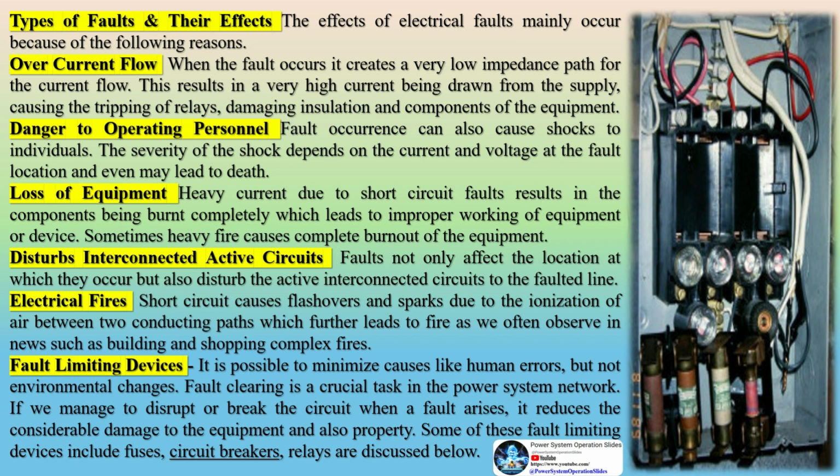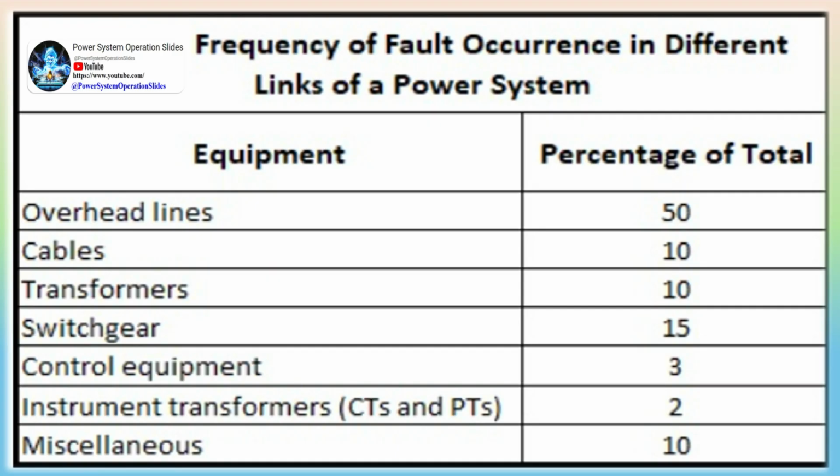Disturbs interconnected active circuits. Faults not only affect the location at which they occur but also disturb the active interconnected circuits to the faulted line. Electrical fires. Short circuit causes flashovers and sparks due to the ionization of air between two conducting paths, which further leads to fire, as we often observe in news such as building and shopping complex fires.